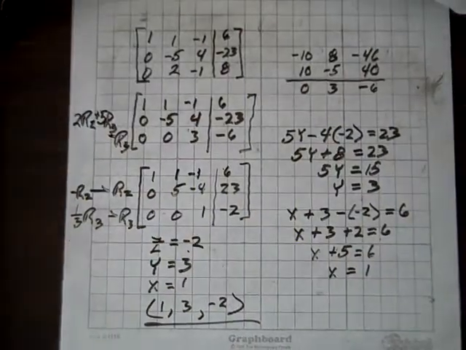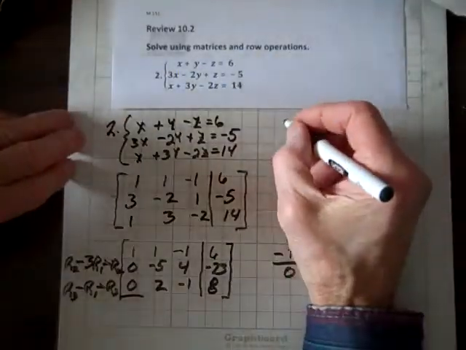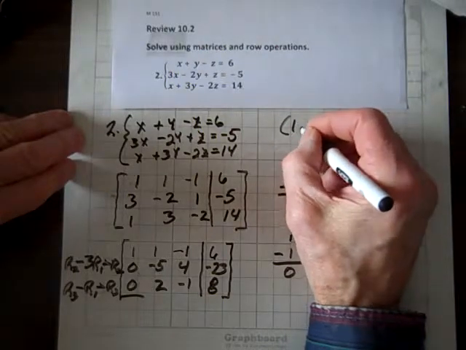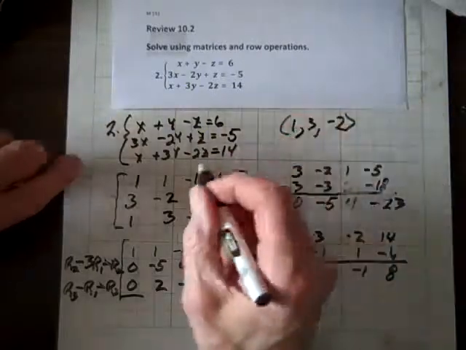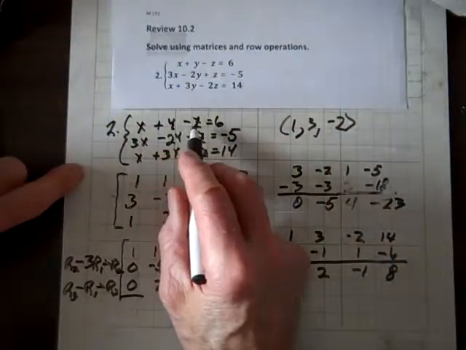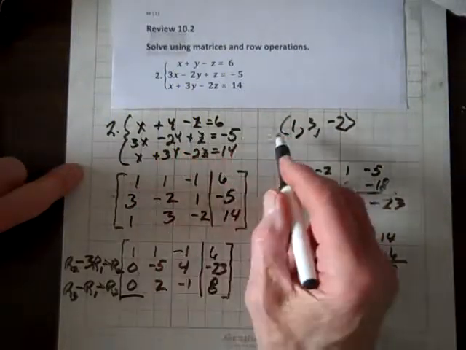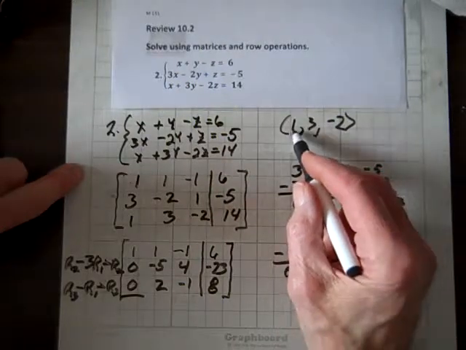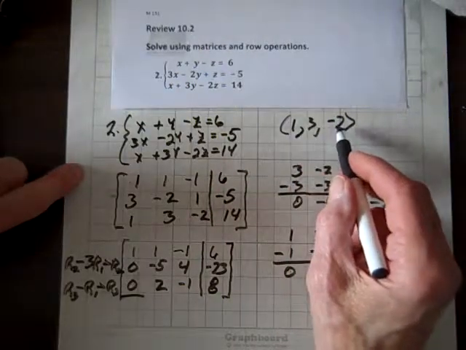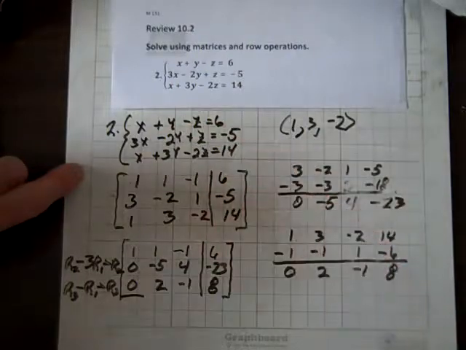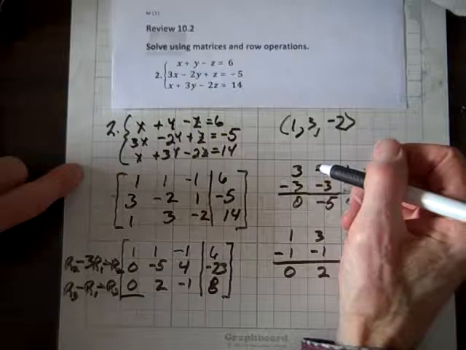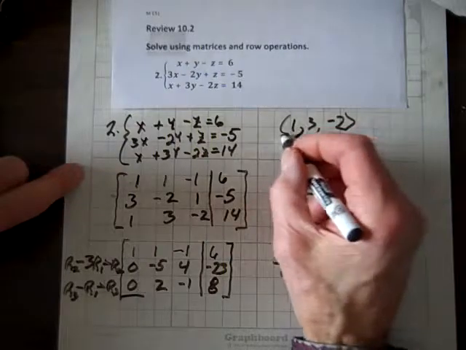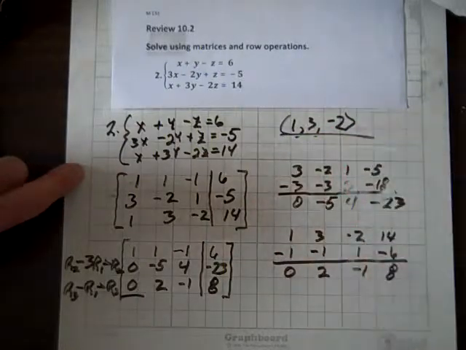That's the solution, but we have to check it. So our ordered triple is 1, 3, negative 2. What you do is replace x, y, and z with the appropriate values 1, 3, and negative 2 respectively, in each of these equations. Make sure you get the results stated for each equation. If you did that, we did it right. I checked it, and we did do it right.